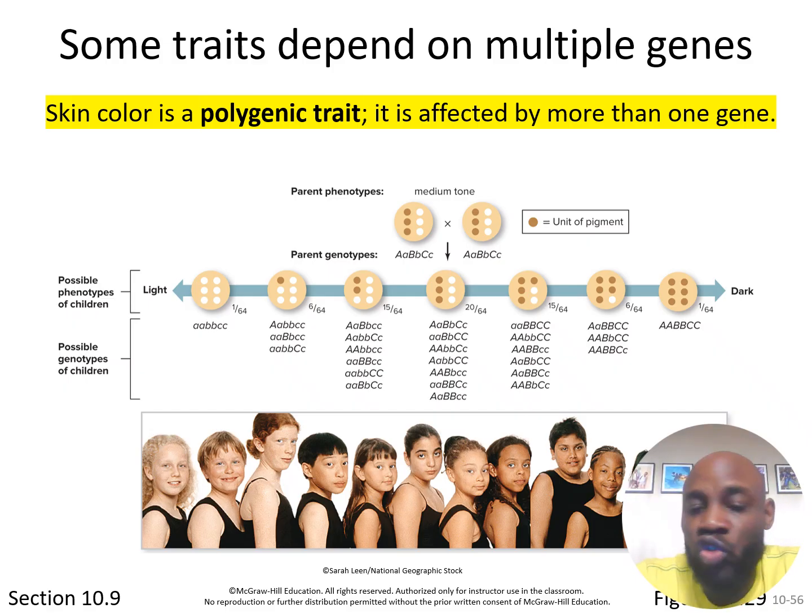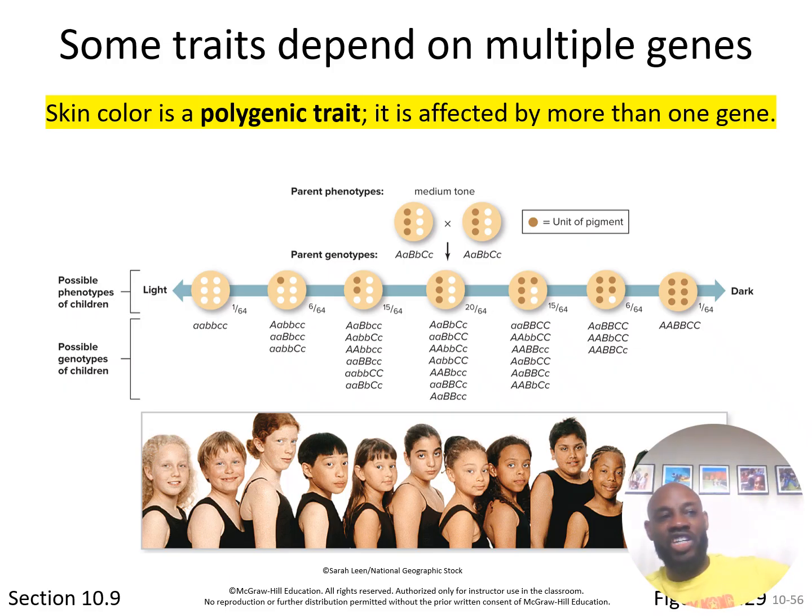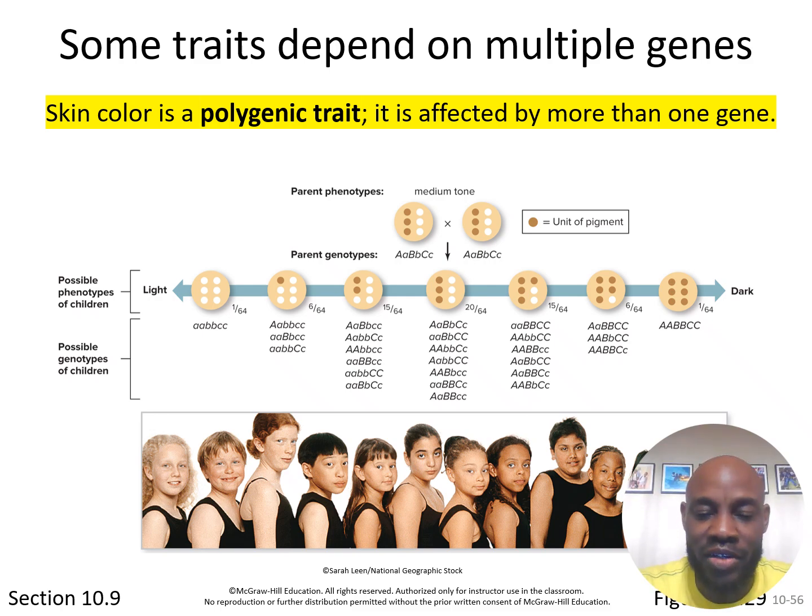Some traits depend on multiple genes, right? Just like we have some genes that can affect multiple traits, we have some traits that can be affected by multiple genes. Skin color is a polygenic trait. Poly, many, genes. It is affected by more than one gene. So multiple genes help to make up skin color. And isn't it beautiful seeing all the different colors of skin? It's a beautiful thing.